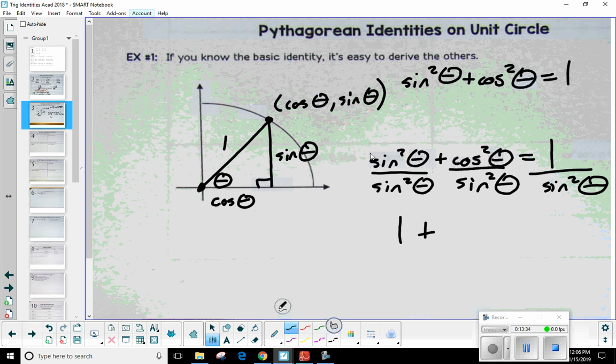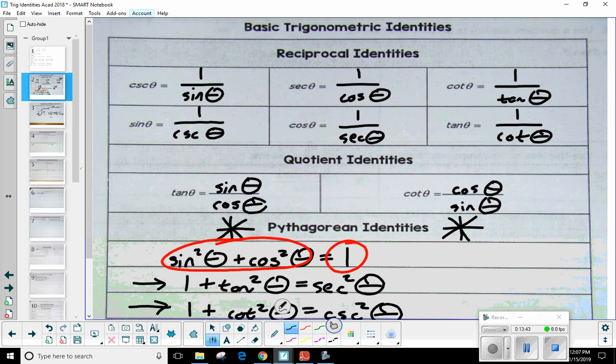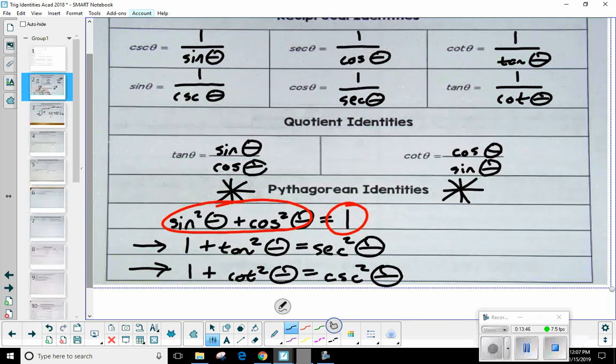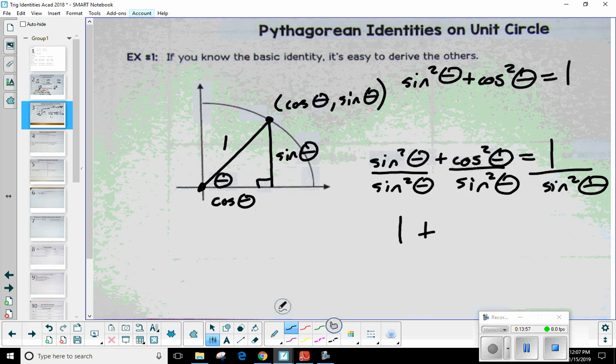Plus, now let's think about this. I've got cosine squared over sine squared. Does that look familiar? Does that look like one of my rules? Okay, there we go. If you go back up here, that is one of my quotient identities. Cosine divided by sine is cotangent, right? The only difference here is that it's cosine squared over sine squared. So if cosine divided by sine is cotangent, what's cosine squared divided by sine squared? It would be cotangent squared. Because cosine over sine is cotangent. But see, you keep the operation.